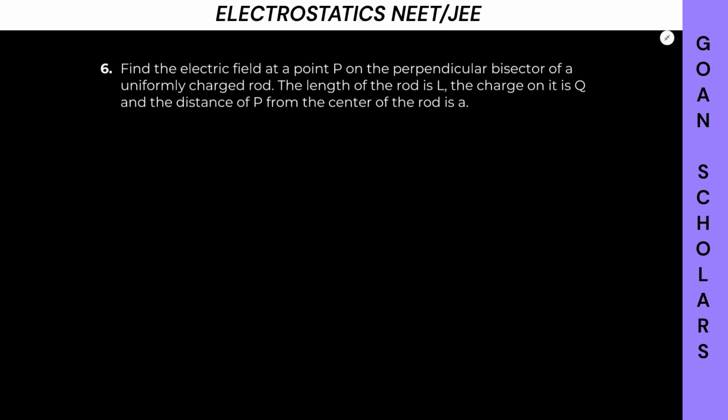Great. Let's imagine a rod. Let's say this is our rod over here. So this is a rod, correct? Given these quantities, we need to find the electric field at point P on the perpendicular bisector. Perpendicular bisector means it is perpendicular and splits the rod into two equal parts. So at any point P we are looking for the field.